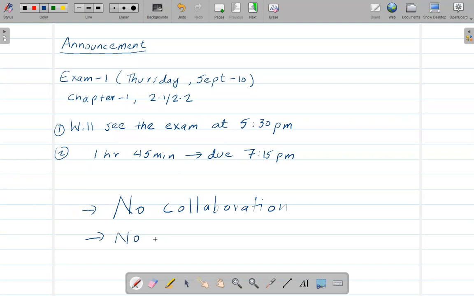No internet or anything like that. No internet or basically outside resources. You cannot use any outside resources. Just be clear on that.